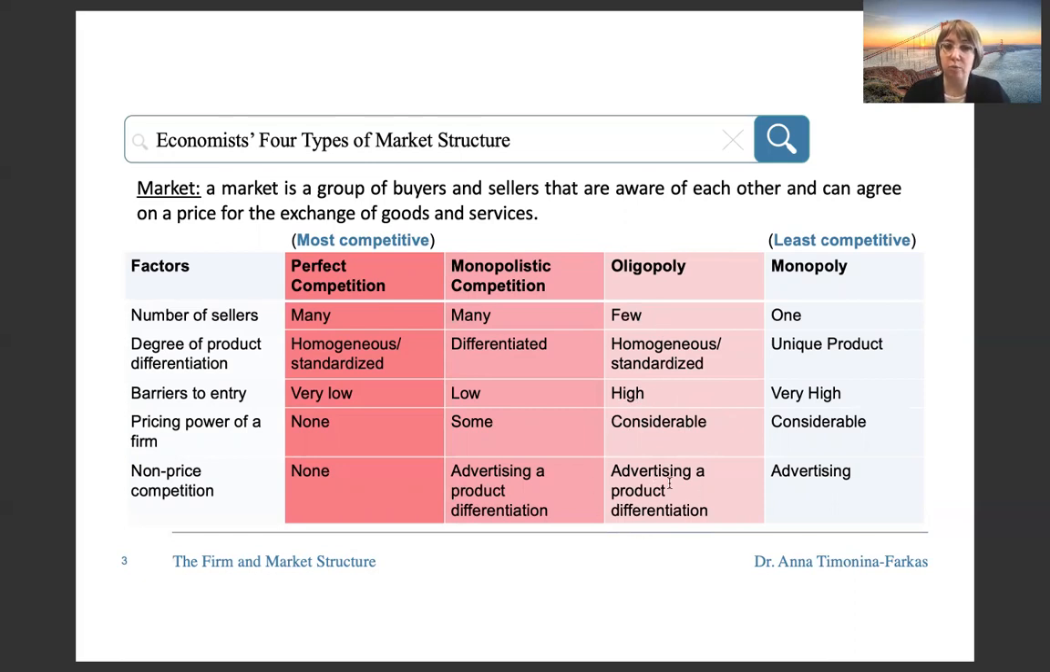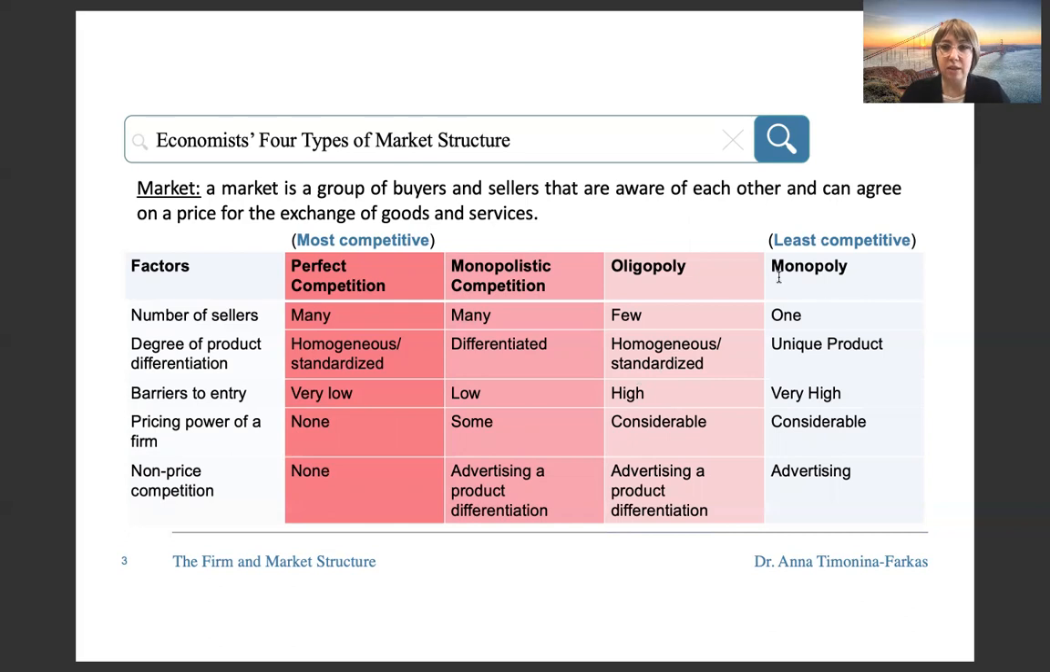There can be some non-price competition by advertising, for example. However, the products are mostly homogeneous. For example, this can be cement, and the barriers to enter are quite high because of product quality, for example, which needs to be delivered.